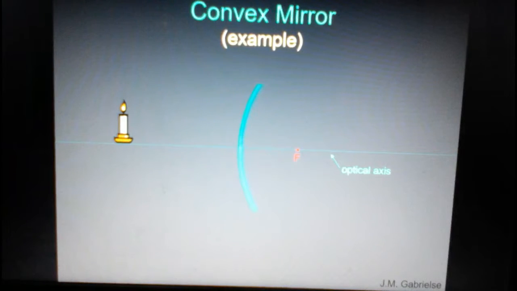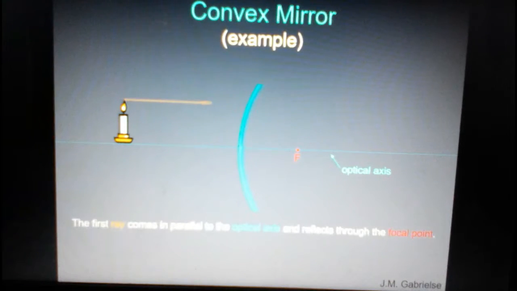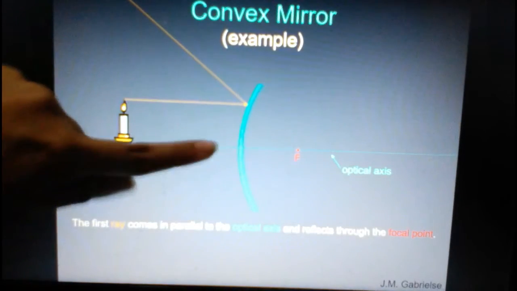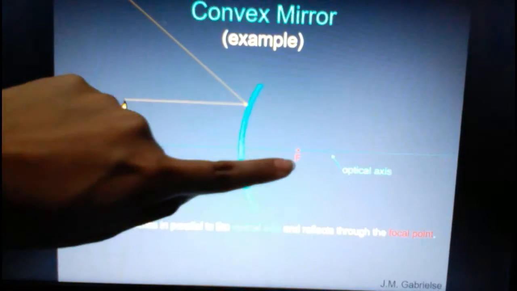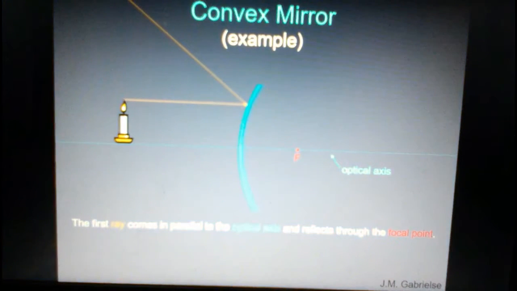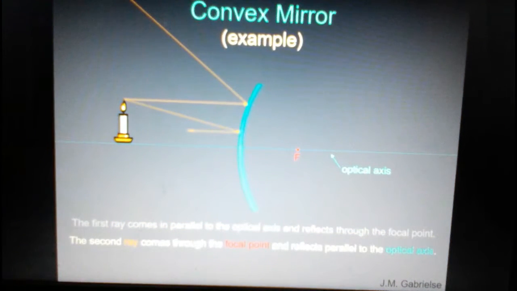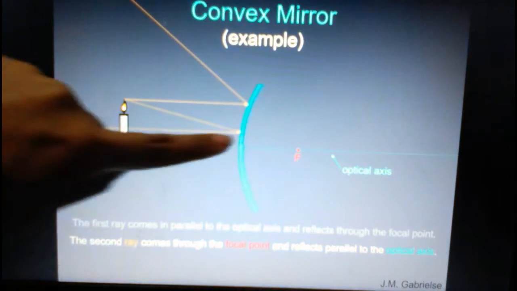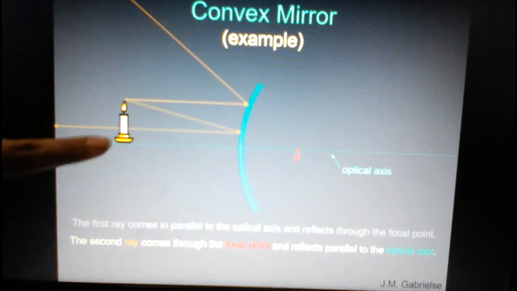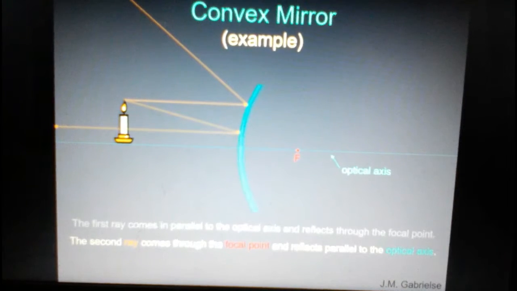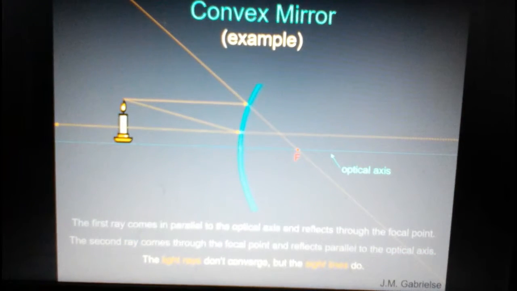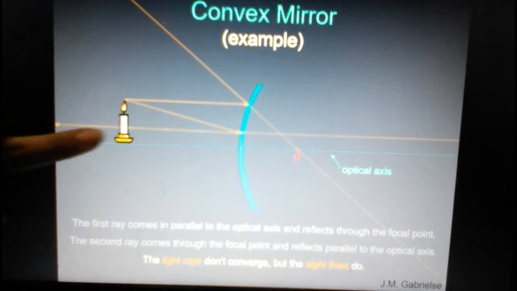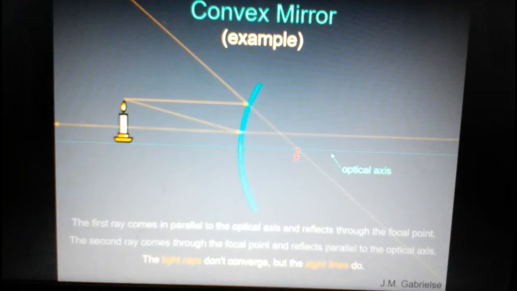Now here is an example. The first ray comes in parallel to the optical axis, and it reflects from the focal point. The second ray of light comes through the focal point, and it reflects parallel to the optical axis. The light rays don't converge, as can be seen here, but the sight lines do.